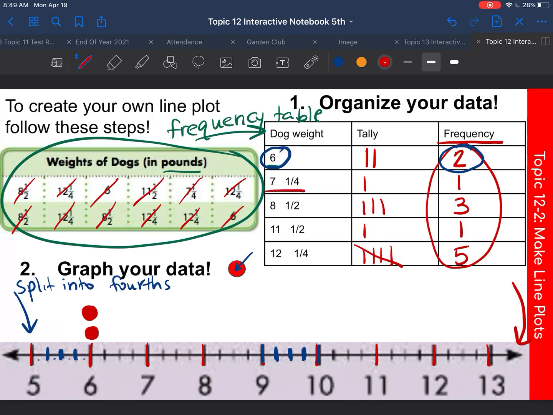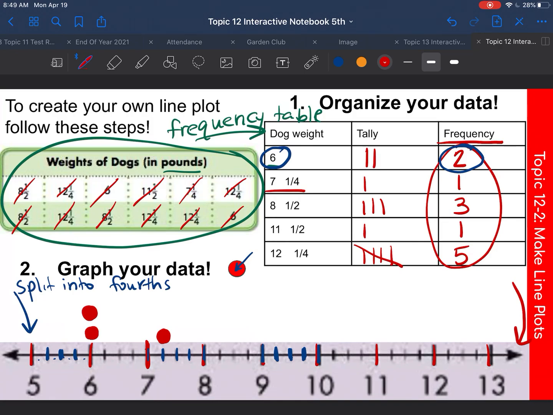The next one is 7 1/4. There's 1. So 7 is right here. Where would 7 1/4 be? Well, if we count 7, 7 1/4, 2/4, 3/4, 4/4, which is 8. So 7 1/4 would be right next to 7. 7 1/4. And there's only 1 there.